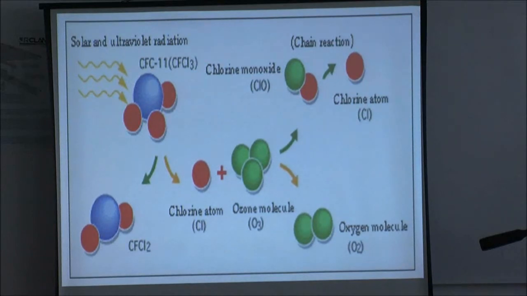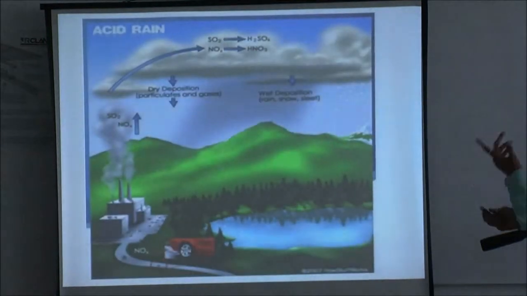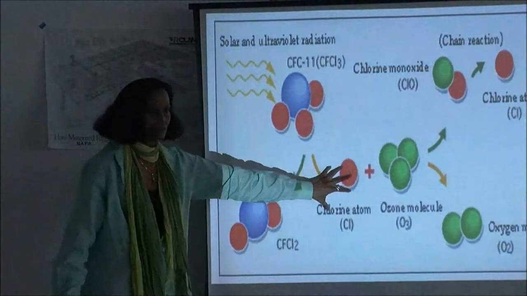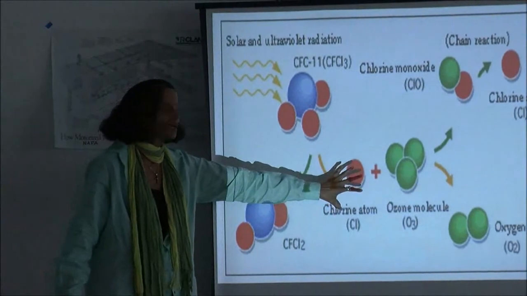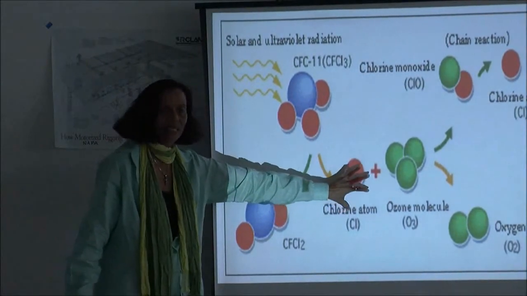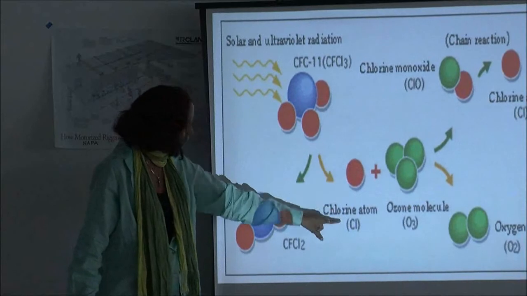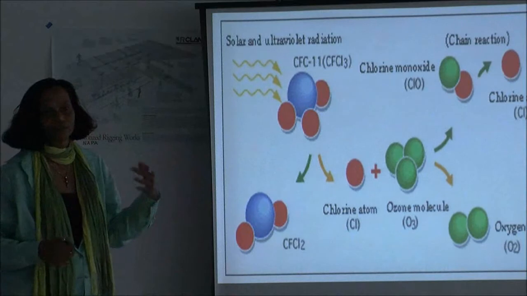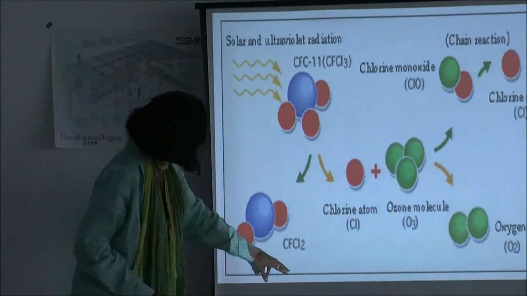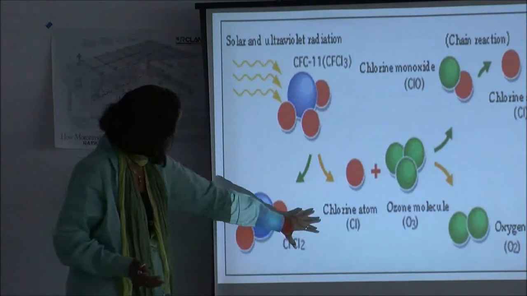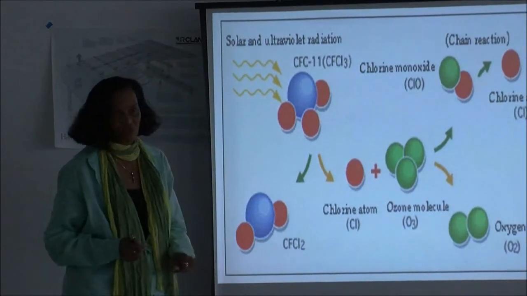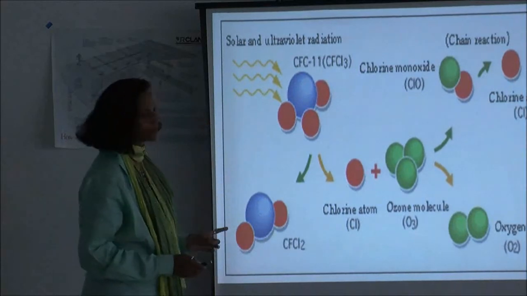So what happens here, and the pointer still isn't working. Okay, so let me go back. What happens here is that this comes from the CFCs and the halons. Those are organohalides, things that have carbon, fluorine, chlorine, etc. in them. And what happens is they form a free radical, which is a very, very reactive species. If it formed in the troposphere, it would react in the troposphere and never get to the stratosphere.